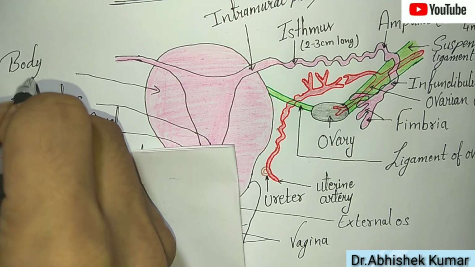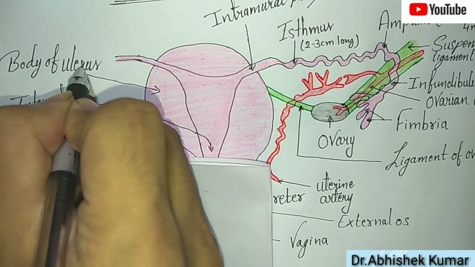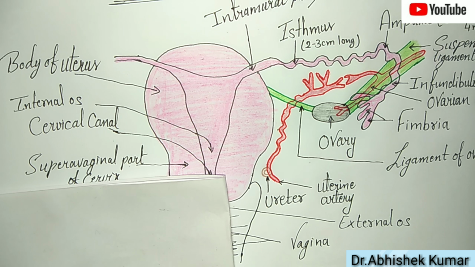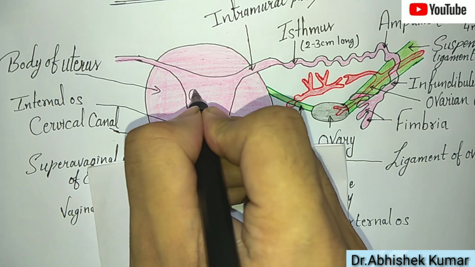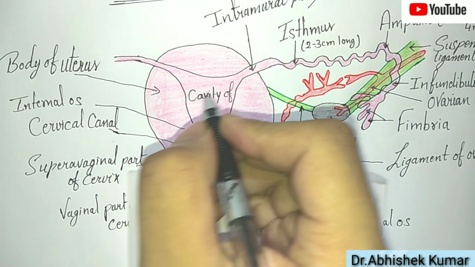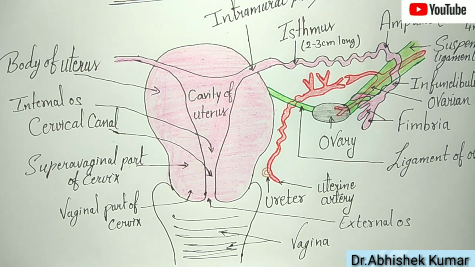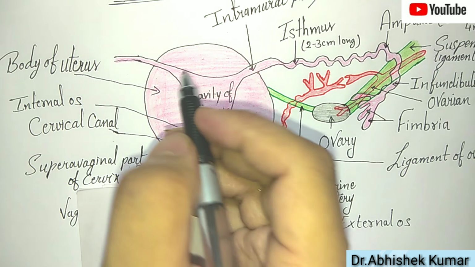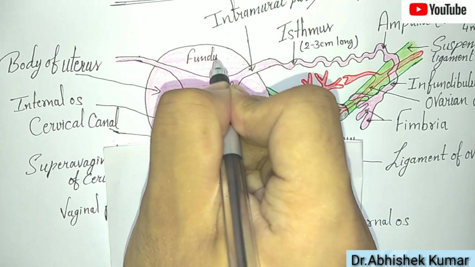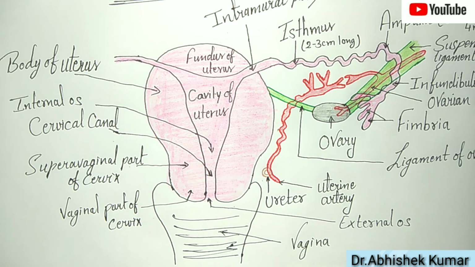This structure is called the body of the uterus, and this one is the cavity of the uterus. This structure is the fundus of the uterus.